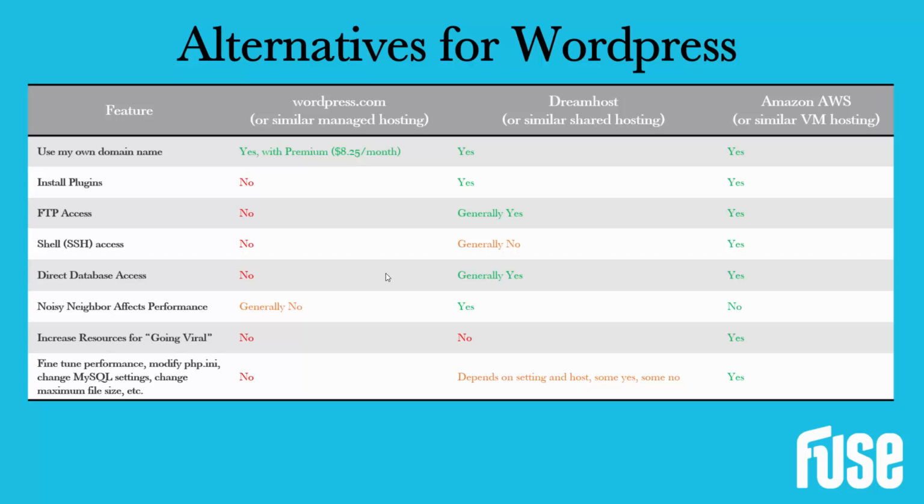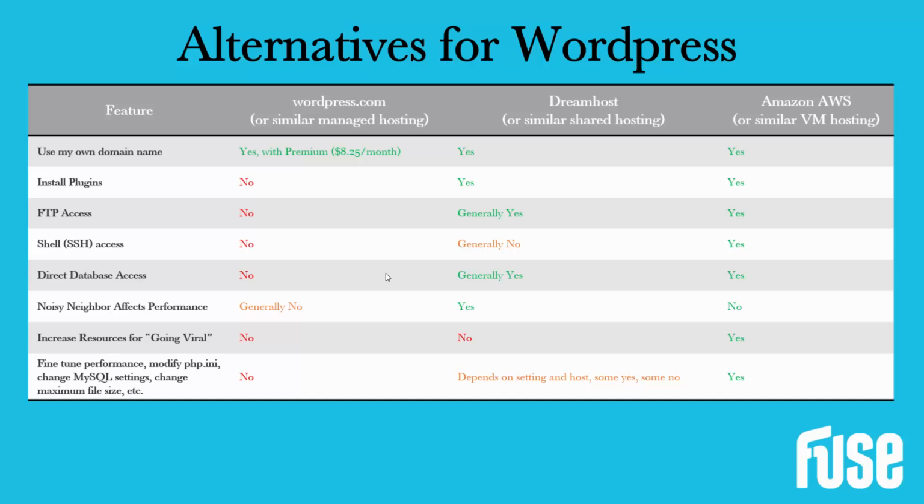Besides hosting on Amazon AWS or a similar VM hosting, we have some other options here, like hosting on WordPress.com or DreamHost, which I respectively call managed hosting for something like WordPress.com, which means you don't have to manage any of the underlying infrastructure, or something like DreamHost or Bluehost or one of those others, which I call a shared hosting provider. And you can kind of see the pluses and minuses and the features that you get for each of these. Pretty much any of them these days, you can use your own domain name. It may cost you extra money.